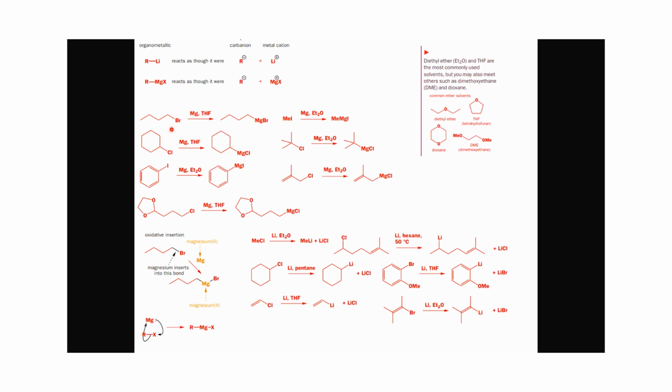Grignard reagents are made by reacting magnesium turnings with alkyl halides in a solvent such as ether or THF. Here there is an alkyl halide, Mg, THF, and we will get the product. This is how they make Grignard reagent. Just see the solvent, just see the Mg.